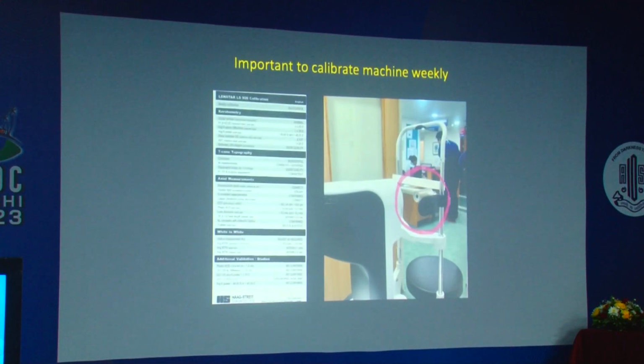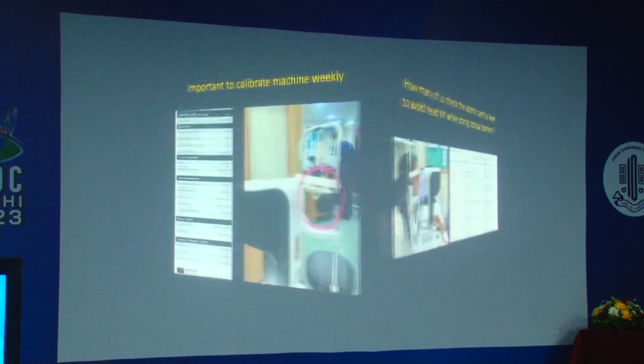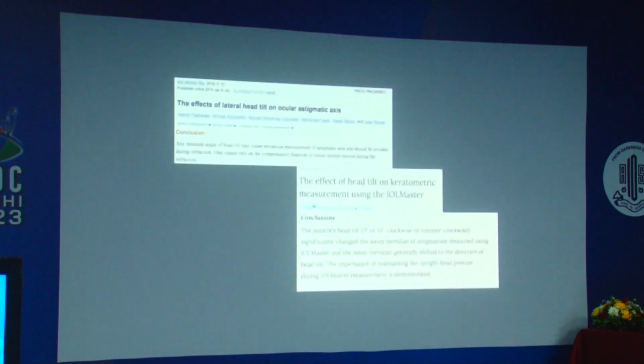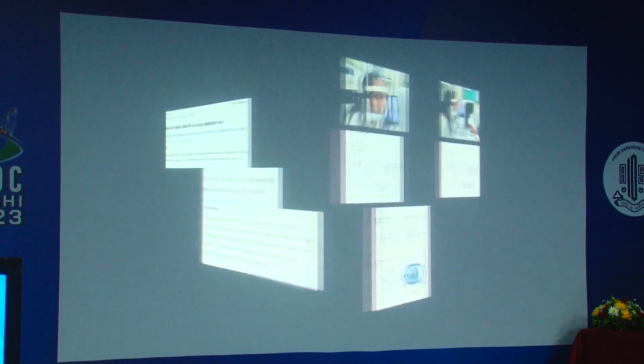Now, if you have an optical biometer, how many times have you checked the calibration? It's a must to do it weekly. For example, we have LenStar. It would not let you function till every Monday you have calibrated the machine. How many of us have looked at the head tilt? How many times does the optometrist make sure that the patient is sitting straight, especially in a busy OPD? There are enough studies and publications which say that even a 5 to 15 degree head tilt of the patient will affect the steep meridian of your axis when you're planning the toric lens.